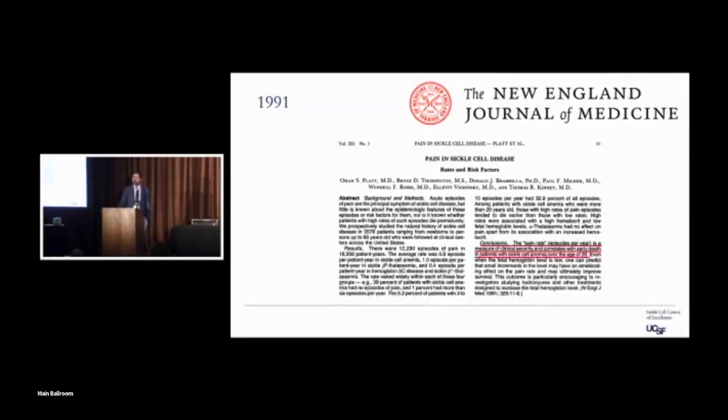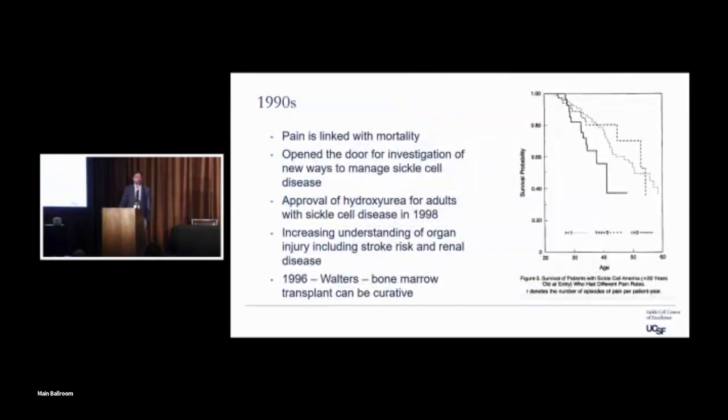Up until this time, it was not considered to be a condition that shortened the lifespan or had an impact on chronic health. It was considered to be episodic, and it wasn't until 1991 that people started to believe that pain and sickle cell might be linked with organ damage and mortality. And this really opened the door for investigation and new ways to manage sickle cell, so that in the 90s, many important interventions and treatments were starting to be discovered.